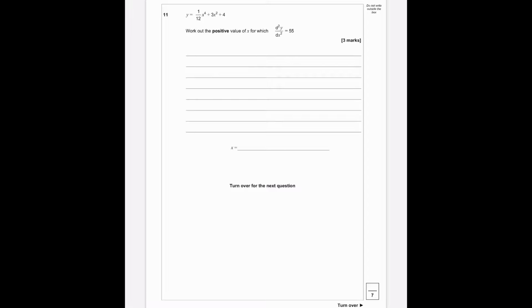Question 11. Tells us that the second derivative is 55 at this point x, and can we work out x? So I'm going to differentiate twice. Differentiate once, we get a third x cubed plus 6x. Differentiate a second time, we'll get x squared plus 6.